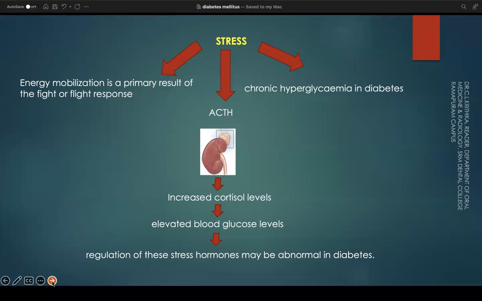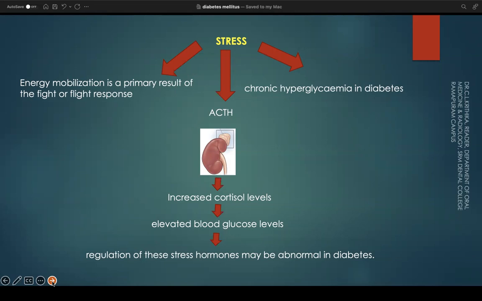Stress is also an important factor that is to be taken into account, especially in chronic hyperglycemia. So, at the time of stress, energy mobilization is primarily a result of the fight and flight response, as a result of which there is production of the ACTH hormone, which is the adrenocorticotropic hormone, which stimulates the adrenal gland for the production of cortisol.